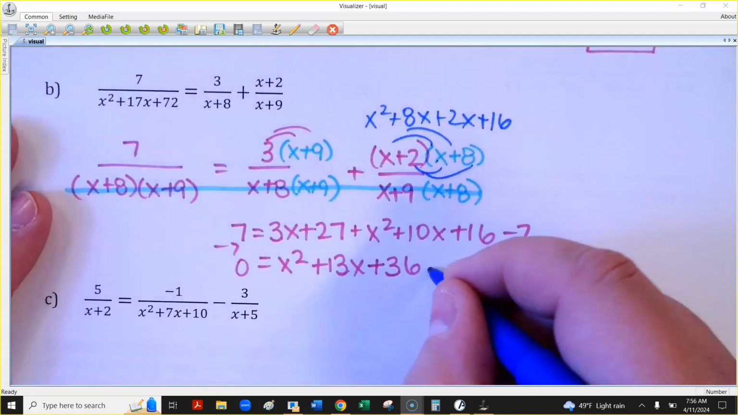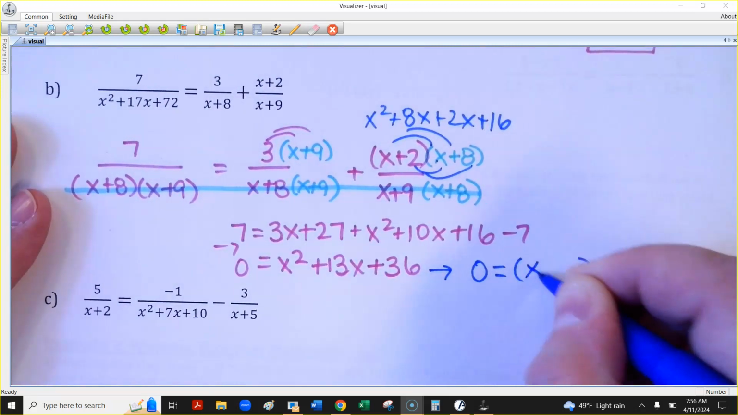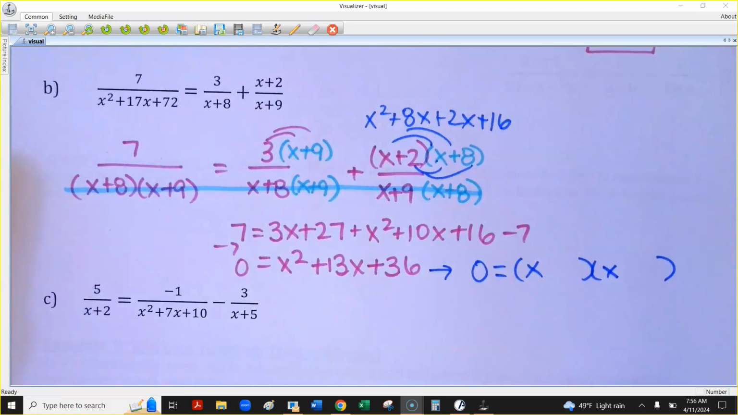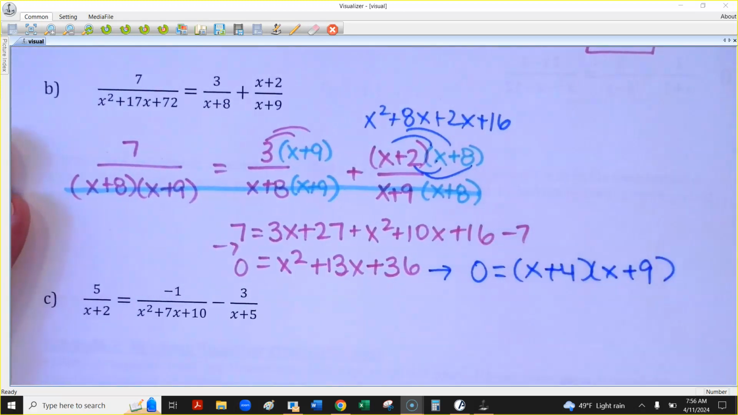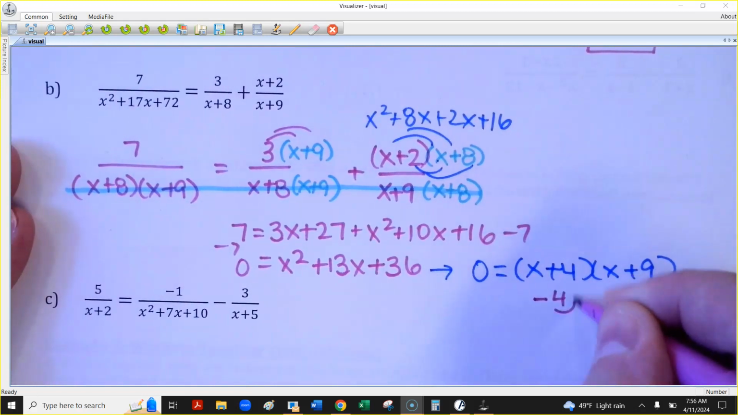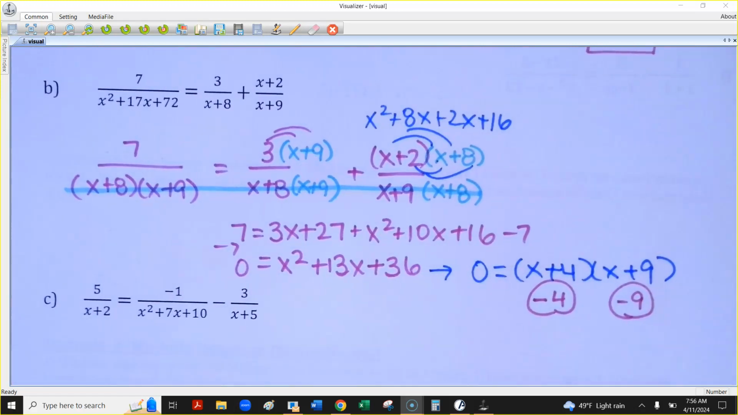Okay, now, can anybody tell me two numbers, when you multiply them you get 36, you add them you get 13? 4 and 9, so plus 4 plus 9. All right, so the actual answer is what set those equal to 0? We'd have negative 4 and negative 9. Do either of those answers cause me a problem in the original question?